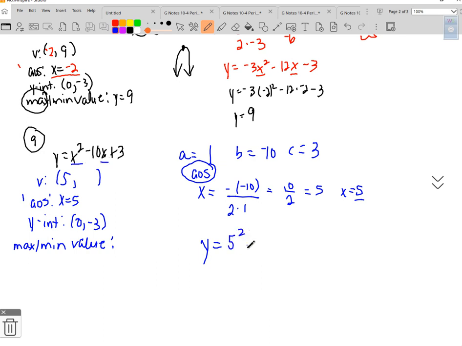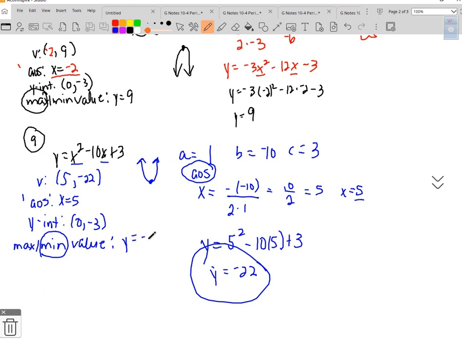So 5 squared minus 10 times 5 plus 3. 25 minus 50 is negative 25, plus 3 is negative 22, I believe. So that y value is the y value of our vertex, and it's also going to be our maximum or minimum value. Since a is positive, we know our parabola opens up, makes our vertex a minimum point, and it's always this value right here. Y equals negative 22.